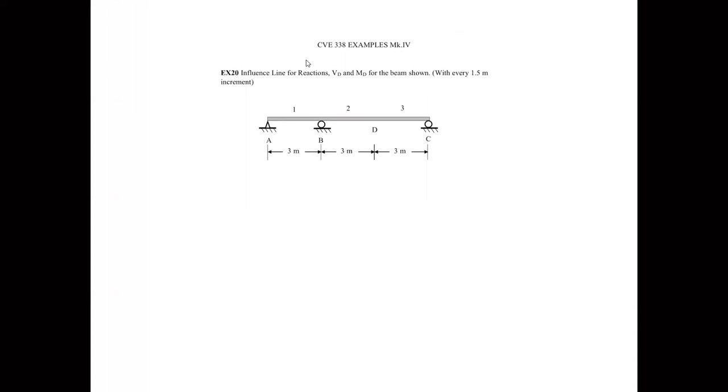So the key is we are going to try to construct the influence line for reactions VD and MD for this beam. The key is that once we can obtain the deflection, we will be fine. We're going to use a 1.5 meter increment. That means we're going to find the values for these points, every 1.5 meters. This is very important, and I hope every one of you here, just six of you, will get this correctly.